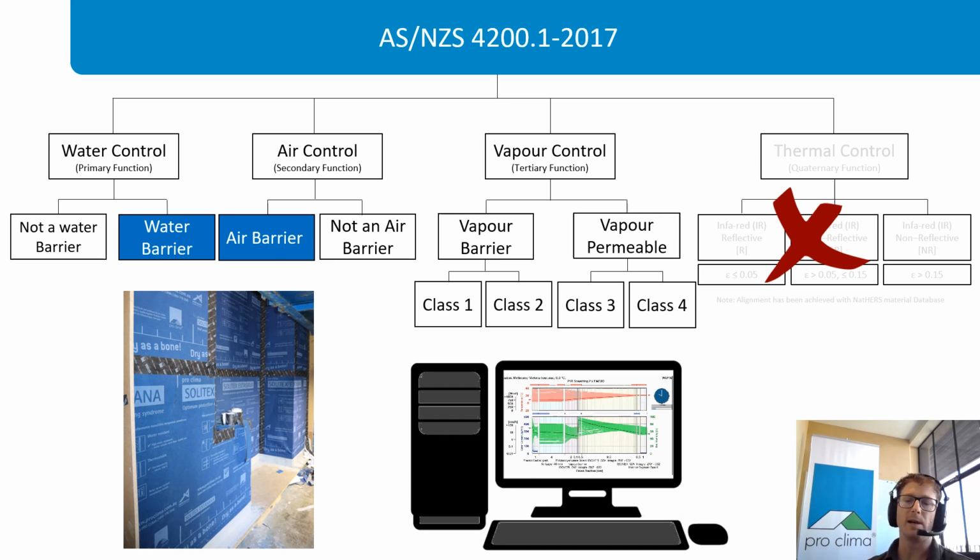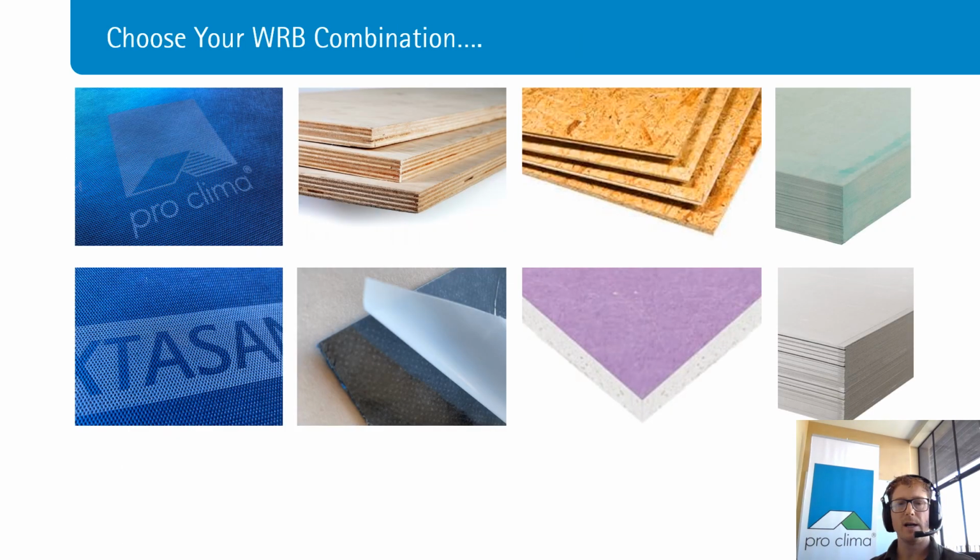So that's where tools like WUFI come in to be able to determine whether you're going to end up with a risk of mold within the system. So we need to test it, and then we need to calculate it to make sure it works. So the combination that we use of any flexible membranes that may be fully adhered to a rigid substrate, or they may not be, but either way, the combination of that flexible membrane and the rigid substrate needs to be taken into account when we're choosing the weather resistive barrier combination.